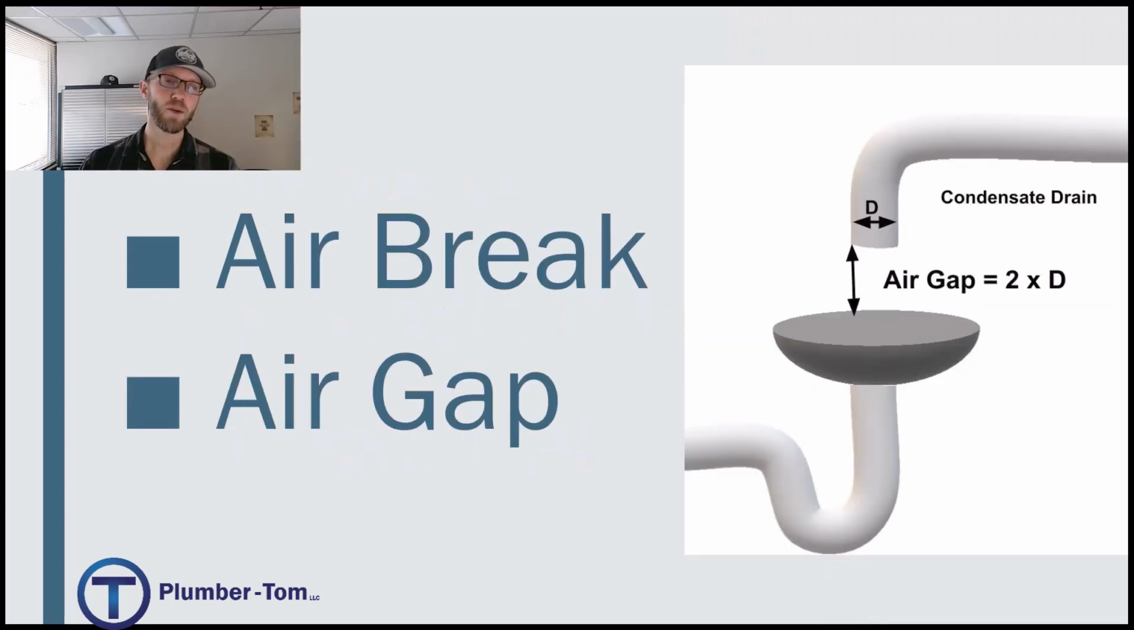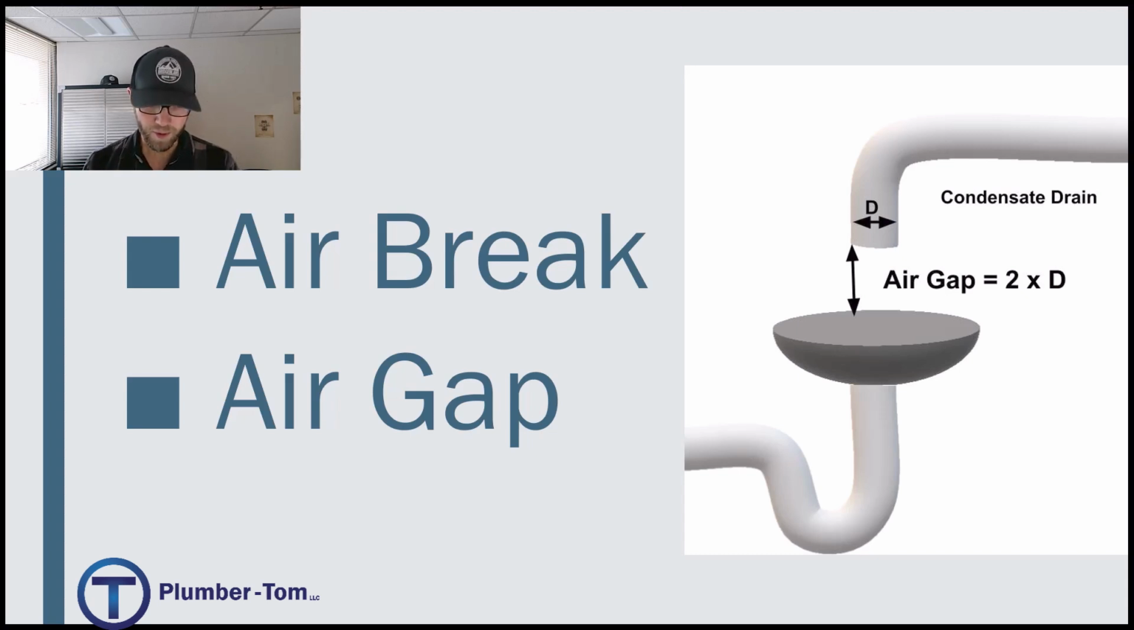Next we have air break and air gap. Both of these are referring to an indirect waste situation. That means that there are drains that are flowing but not directly connected pipe to pipe. Here we have a condensate drain. It comes in and drips into another drain receptacle with a trap. So this is an indirect waste.